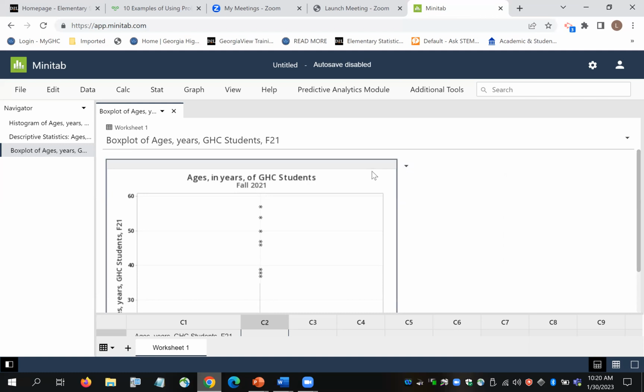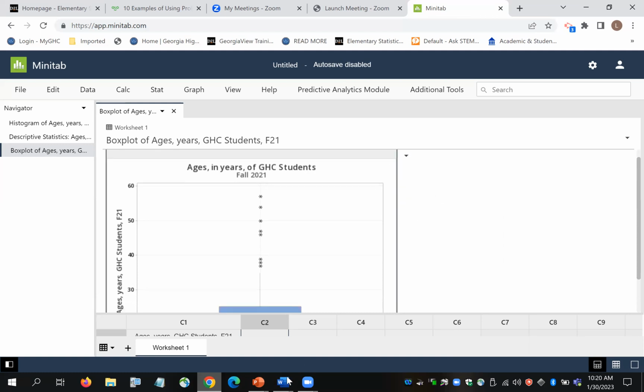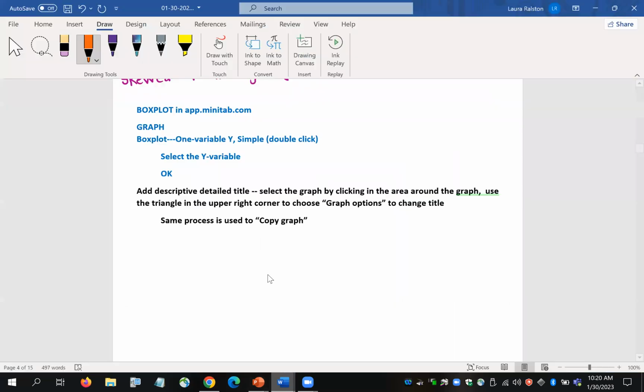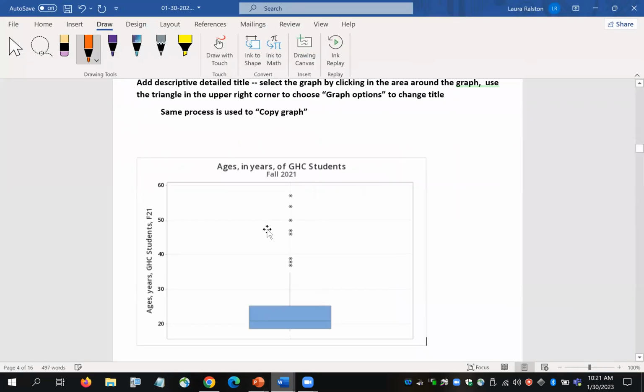Using that same process, select and copy. You can then copy it into Excel, into Word, or so forth.